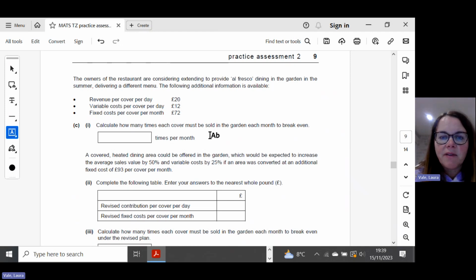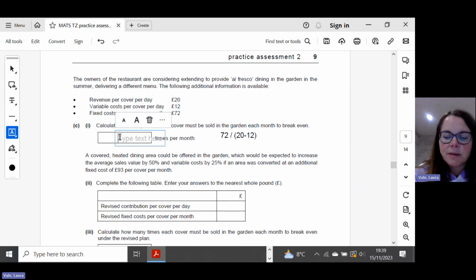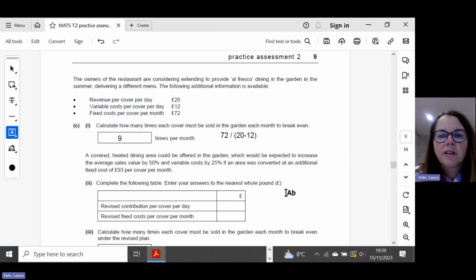Right, so this is a break-even question. So I want my fixed cost, which is 72. And then I'm going to divide that by the contribution per unit. So contribution per unit is £20, subtract 12. So I'm doing 72, divide by 8, which means I've got to do 9 covers to break even.